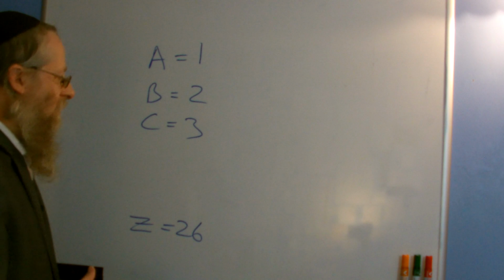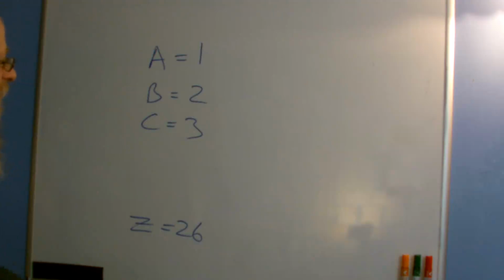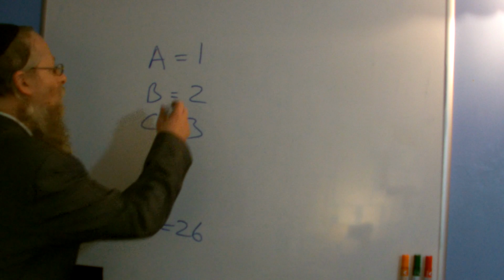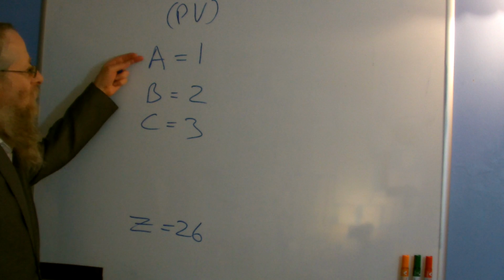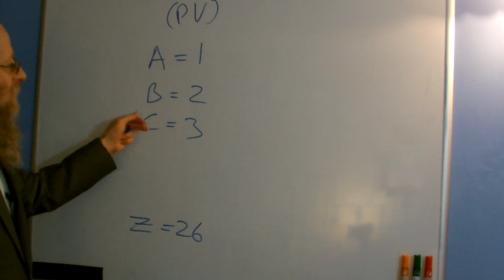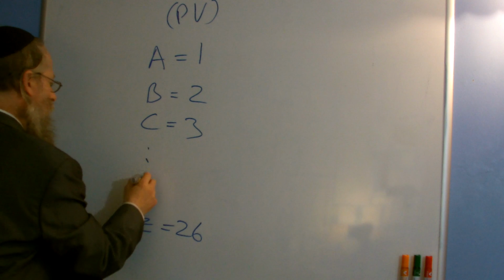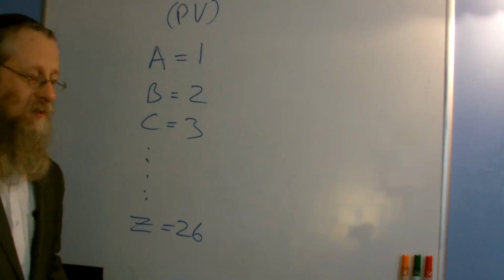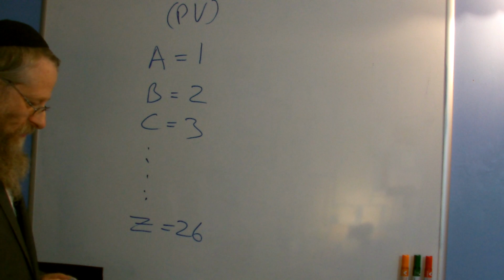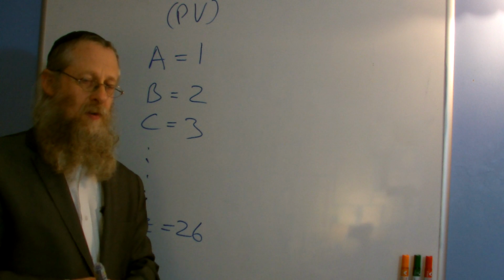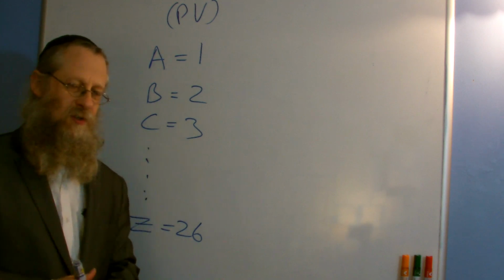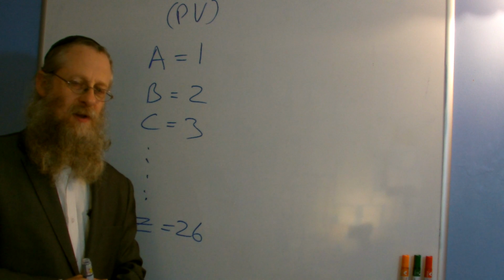We have done, in the last lecture, we covered the placement value, which is called PV for short. The placement value was A is 1, B is 2, C is 3, all the way down to Z is 26. And we just gave a particular example of the special pattern that was in the first 9 numbers.